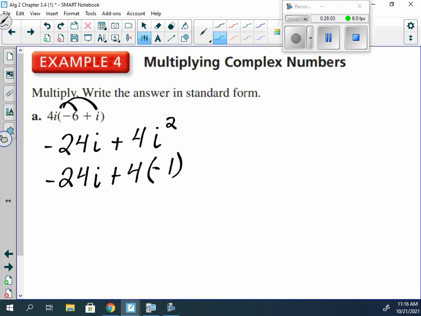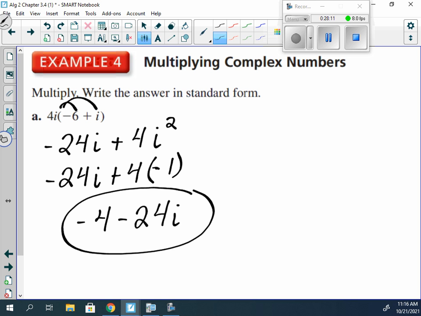Because what do we have? 4 times negative 1, which is negative 4, minus 24i. Because we always want to keep the real number in front. Since negative 4 doesn't have i anymore, it will go in front, and the 24i will go behind it. Questions on this here?